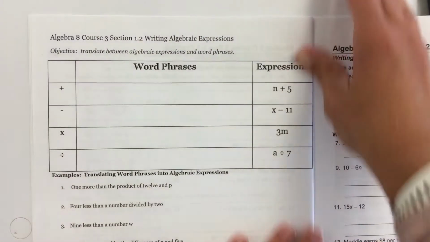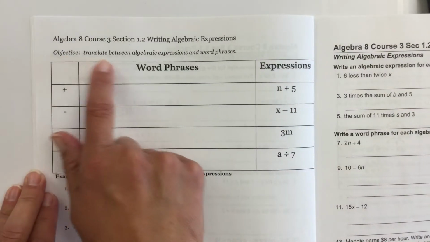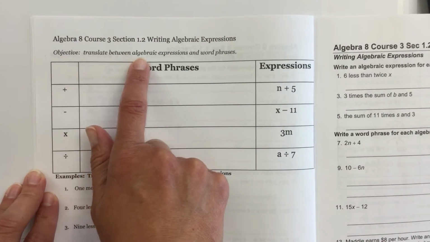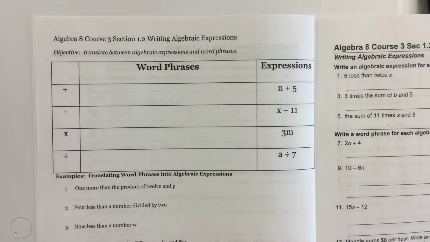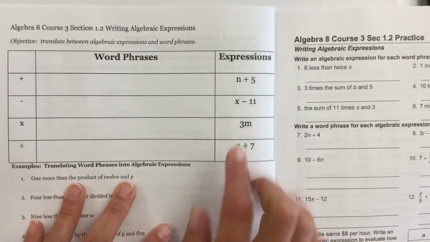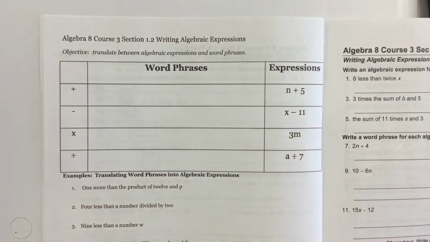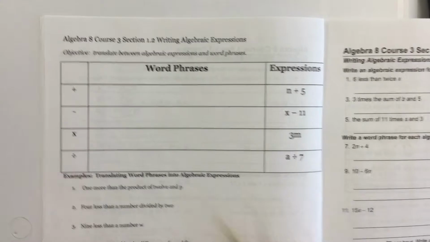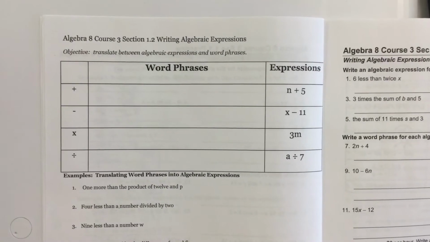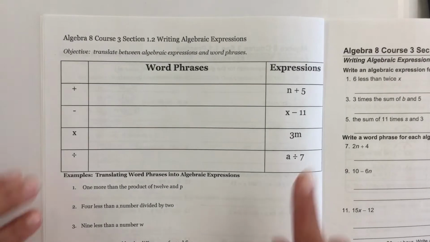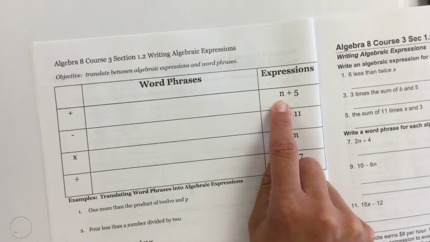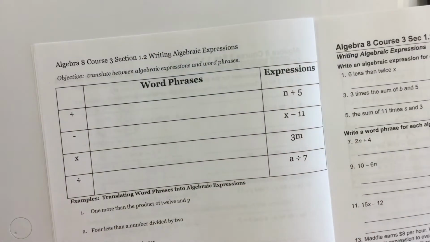So we go right to here. Our objective is to be able to translate between algebraic expressions and word phrases. So words are like this, and algebraic expressions are like this. Algebra is when we introduce some numbers and letters to our math phrases. So what we're going to do is we're just going to practice. We're going to come up with some different phrases that can represent that expression.